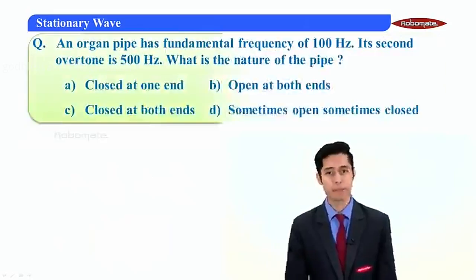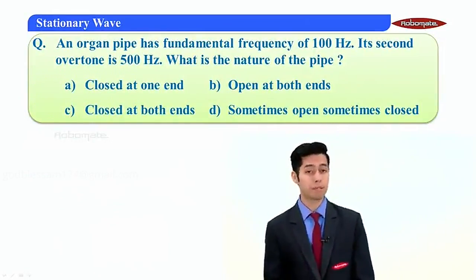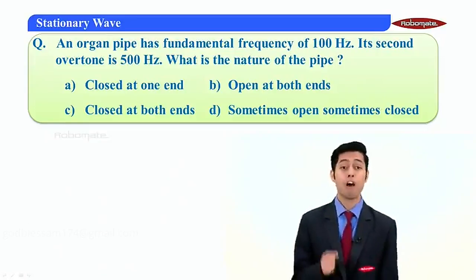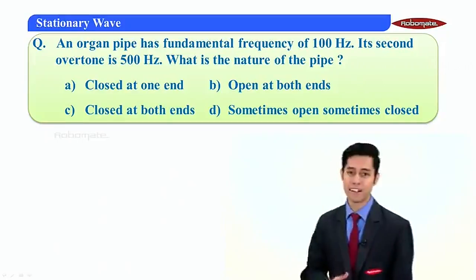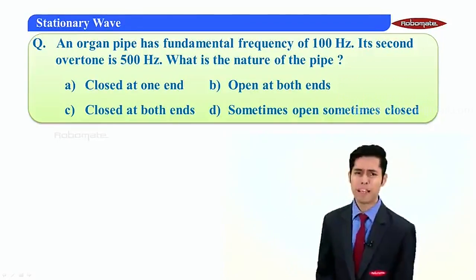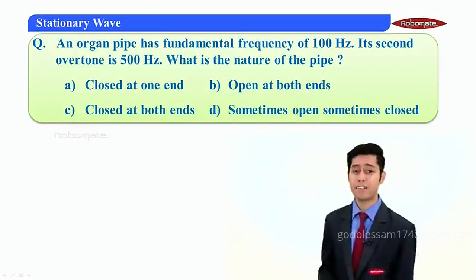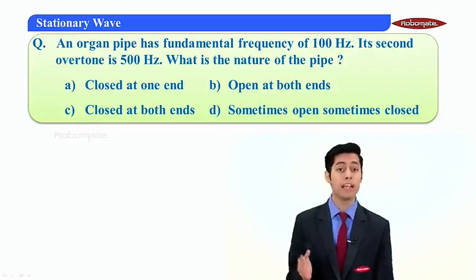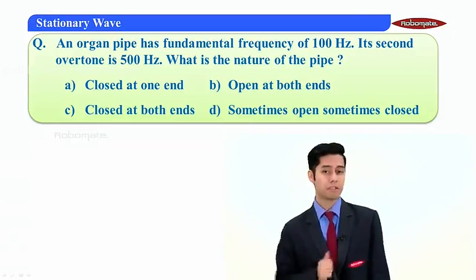Moving ahead to the next problem, it says there is an organ pipe. Now this organ pipe has a fundamental frequency of 100 Hz. Its second overtone is 500 Hz. What is the nature of the pipe? Whether the pipe is closed at one end, whether the pipe is open at both the ends, whether the pipe is closed at both the ends. Option D says sometimes open, sometimes closed.